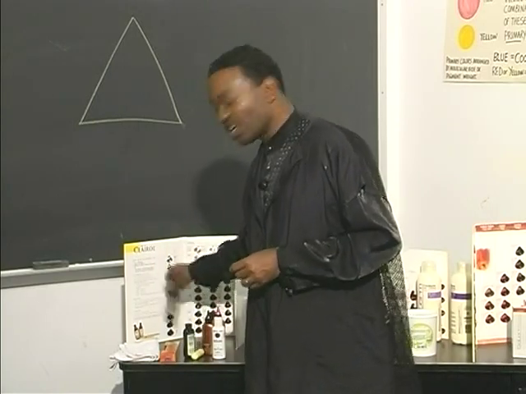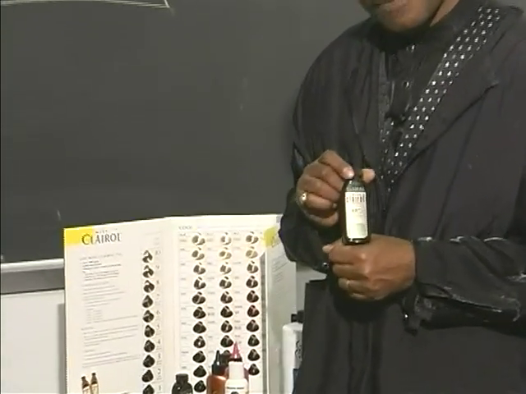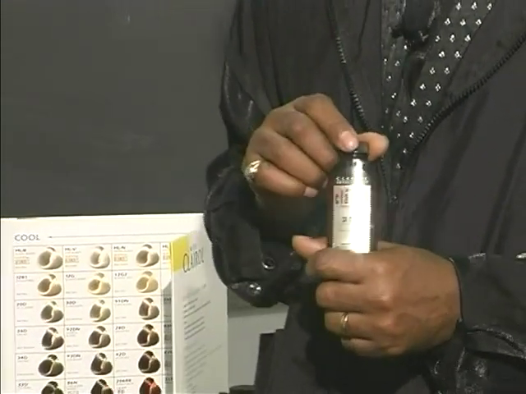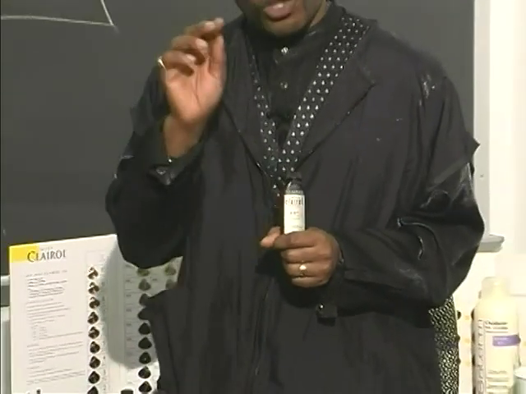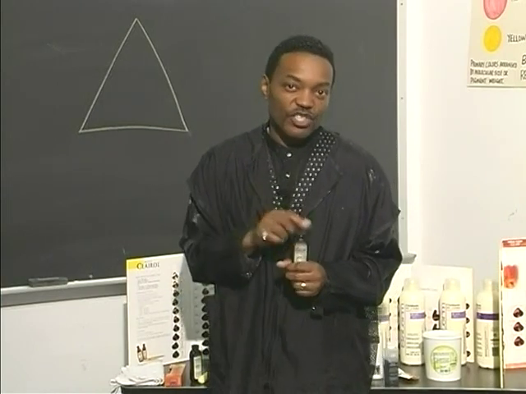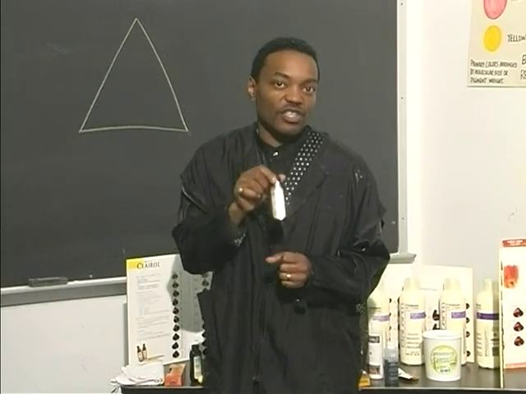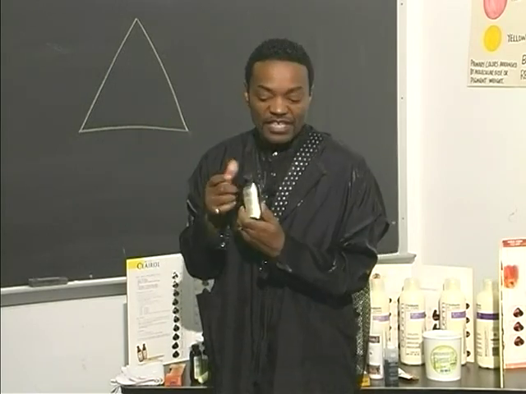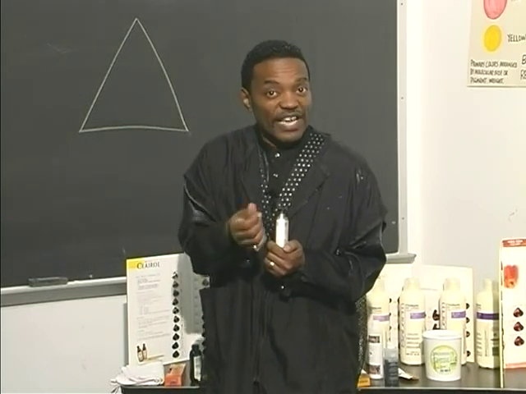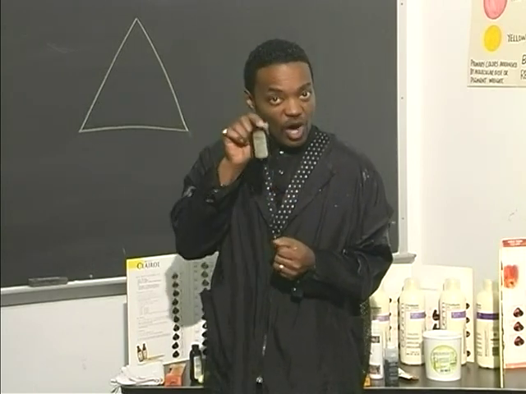Our permanent line of colors in Clairol, we know, are bottles that look like this here. And these colors are colors that will lift and deposit. Now, what does that mean to you? That means if you put your color on a person that has dark brown hair, and when you get finished she has reddish brown hair, that means you have lifted the dark brown color out and then deposited the reddish brown color into her hair.